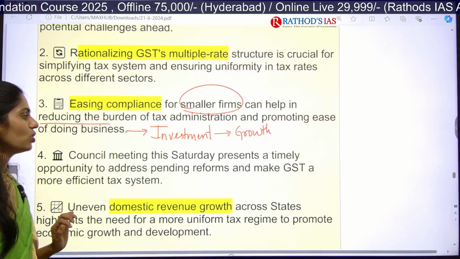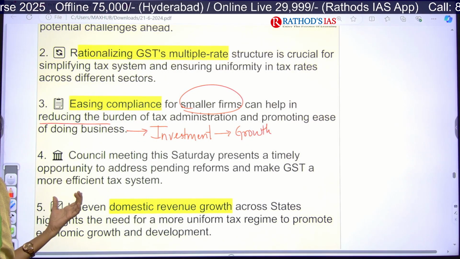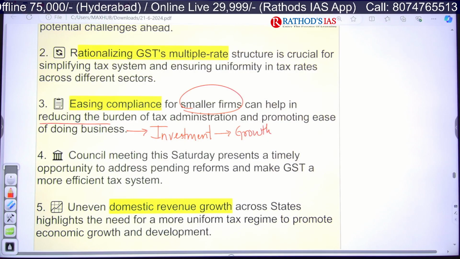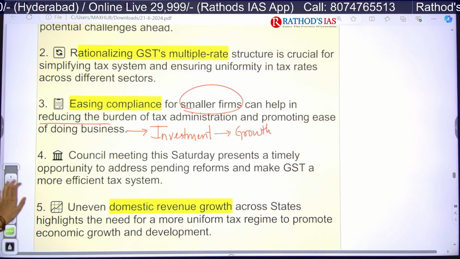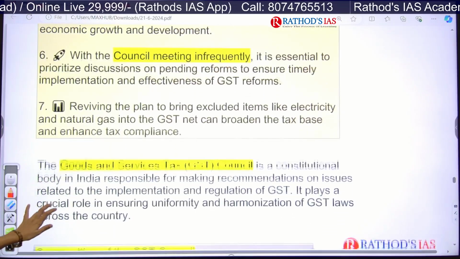And next, this meeting which had happened says that we have to address the pending reforms, but they are not taking the step. This article is saying that we have to implement those reforms as soon as possible. Okay, that is mainly what is said.